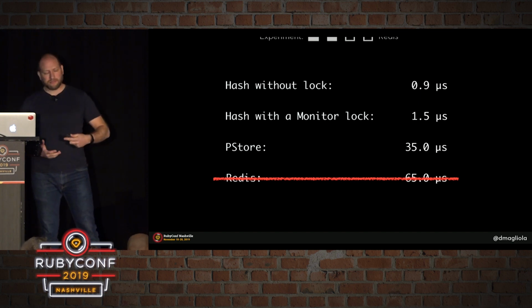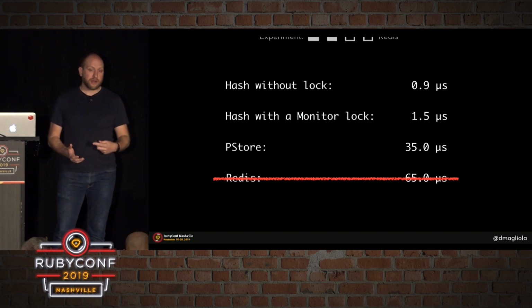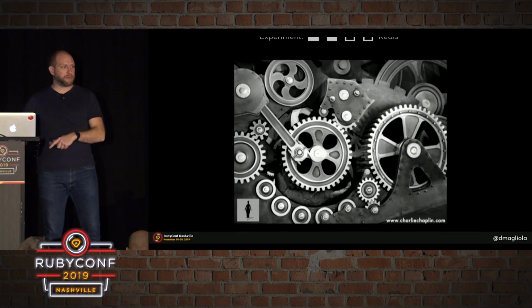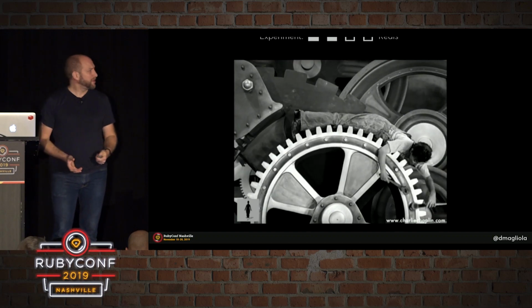Now, if you stop and think about it for a second, it kind of makes sense. You talk to Redis over the network. Granted, it's localhost, but still, every time you talk to it, you need to make a packet, put it into a socket, send it over, Redis gets that, opens it up, parses your command, runs it, makes a response, packet, socket. There's a lot going on, right?